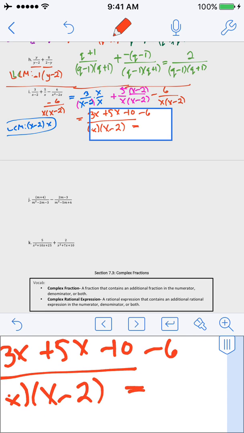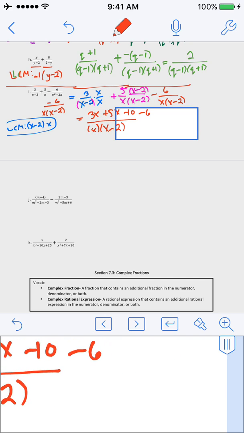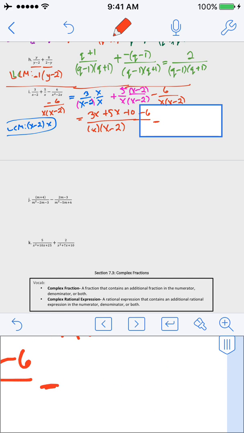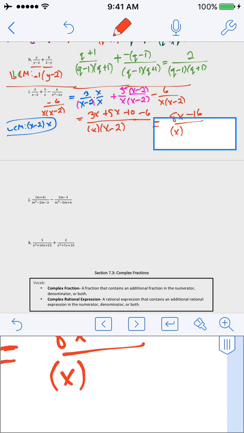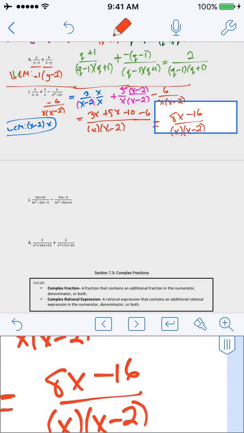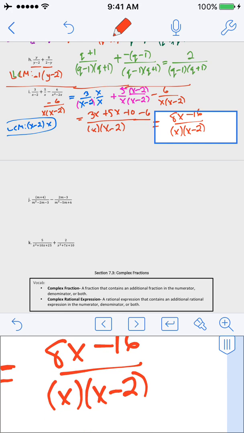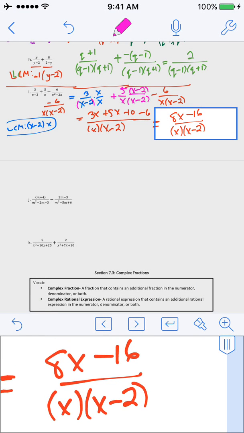Combine some like parts in the numerator. I have 3x plus 5x, that would be 8x. And then negative 6, negative 10 would be negative 16, over x minus 2. And that would be a fine answer, a complete answer, except for the fact that I see a GCF there in the numerator, so I'm going to take it out.